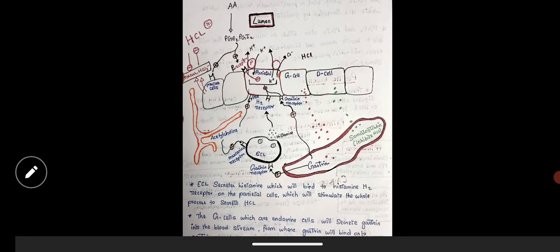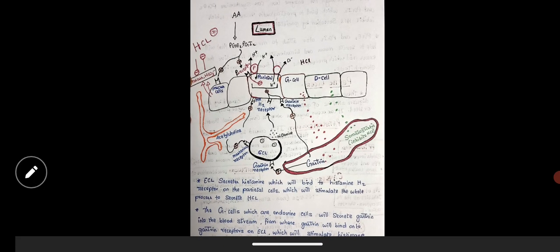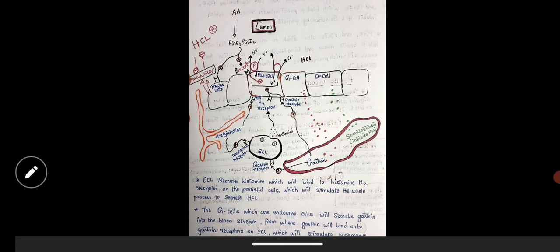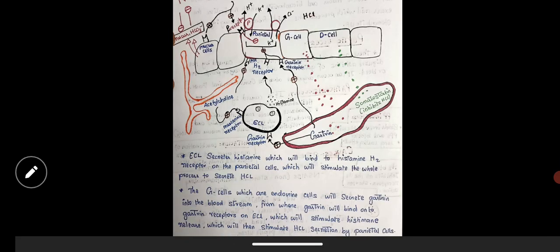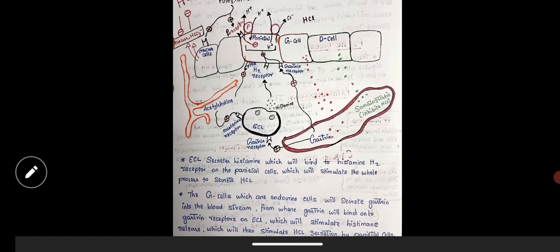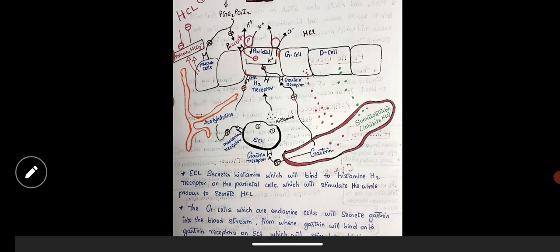So basically, we have four types of cells in the stomach, which are going to be involved in the secretion and the inhibition of the HCl secretion into the lumen of the stomach. First is the parietal cell, which plays an important role in the gastric acid secretion and inhibition. Then we have the G cell, then the D cell, then the ECL, which is nothing but enterochromaffin cells.